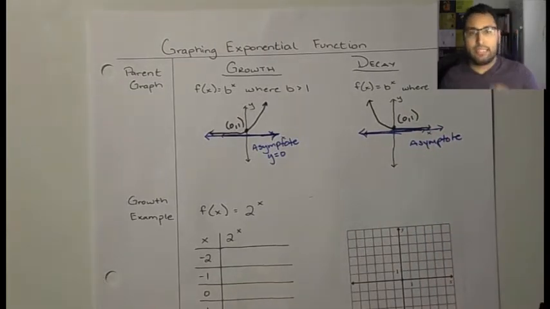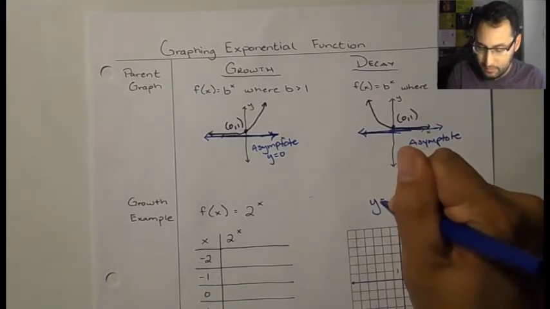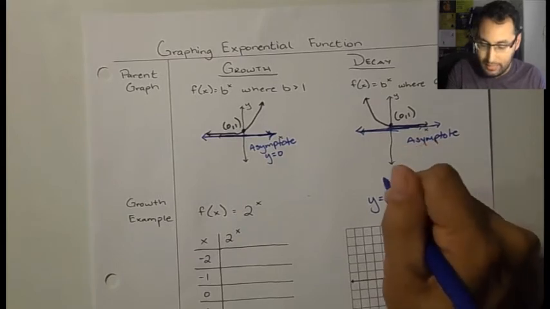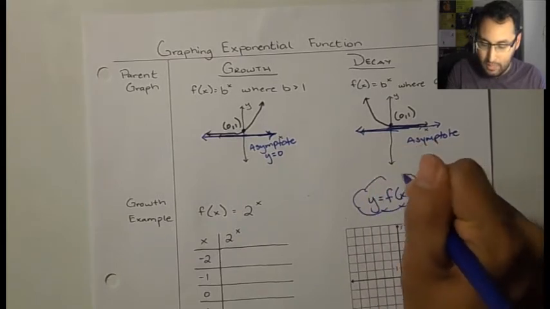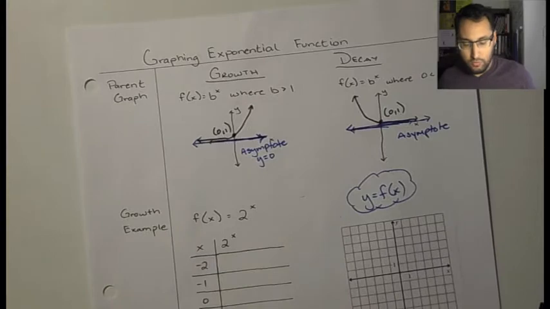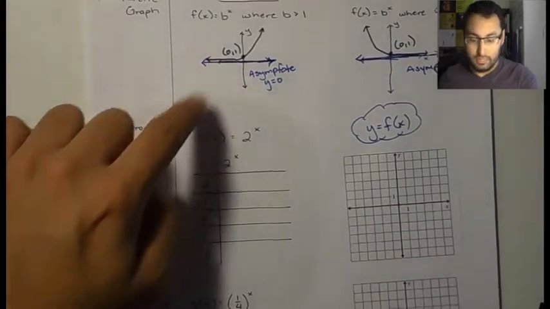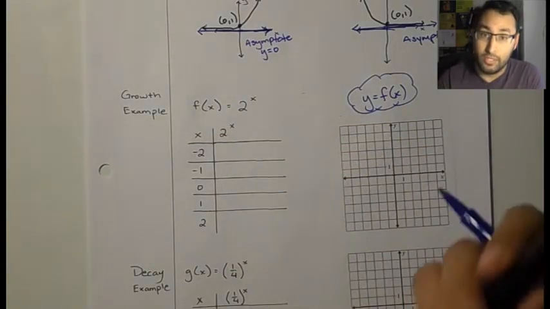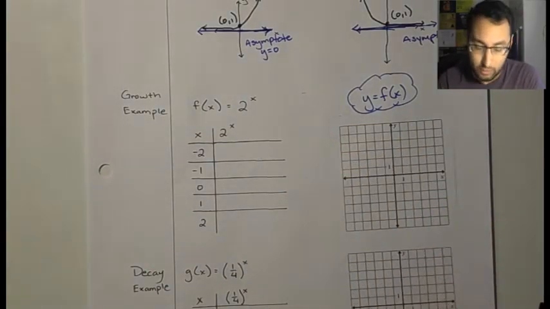Okay, before I get to these, I just want to mention that y, the variable y, is the same thing as f of x. So y means the output, and f of x, we're going to plug in numbers, is also going to be our output. Okay, so for our growth function, it's going to look something like this. We have f of x equal to 2 to the x power. This is greater than 1, so that's how we know that that is a growth function. That's going to model a growth function.